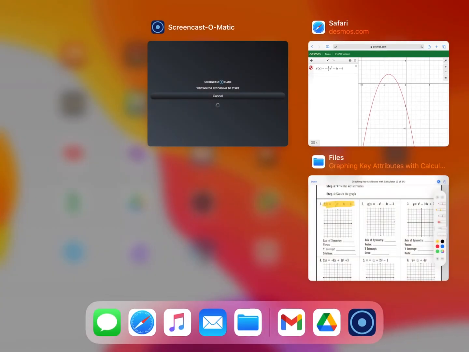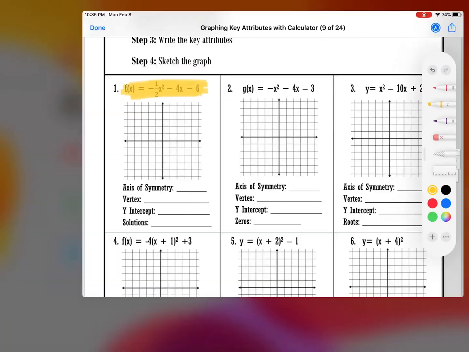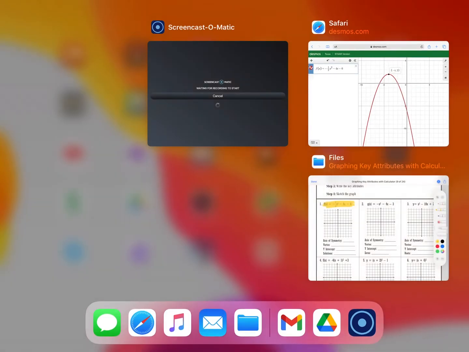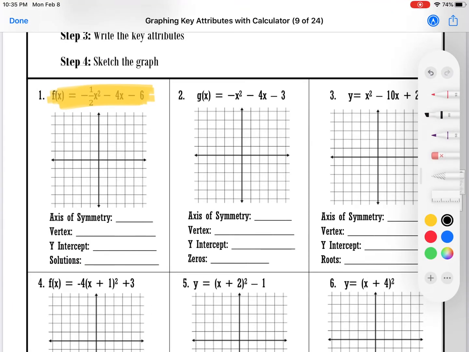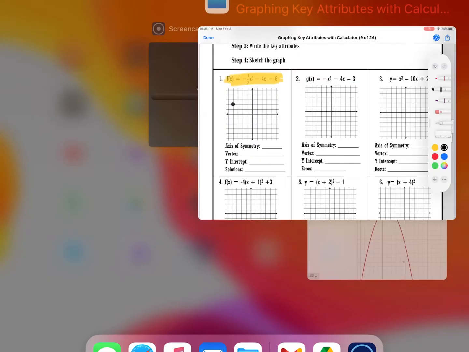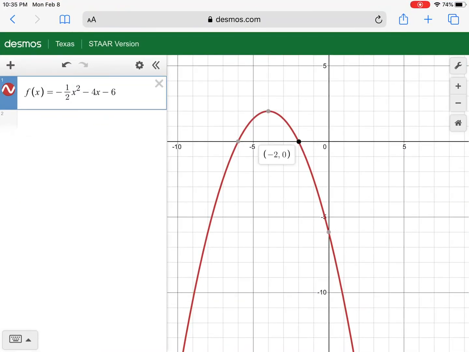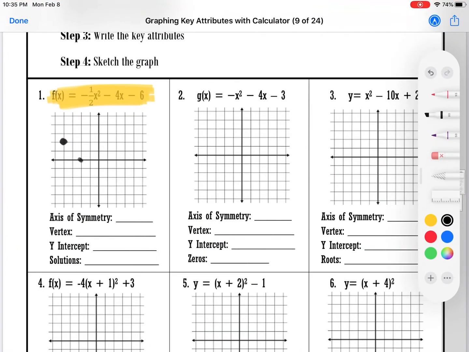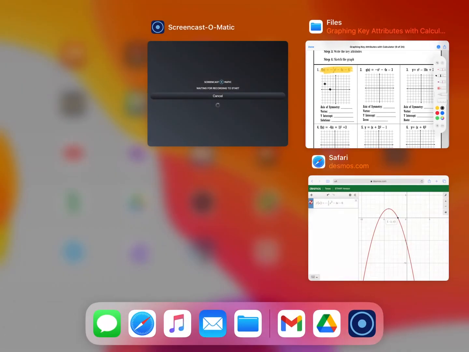So what it's asking for first is the axis of symmetry. Let's first sketch it. So this parabola, the cool thing about Desmos is you can just click. So the number at the top is -4, 2. So I'm going to graph that. It goes to the left 1, 2, 3, 4, up 2. This point is at -2, 0. So I'm going to graph that. -2, 0.